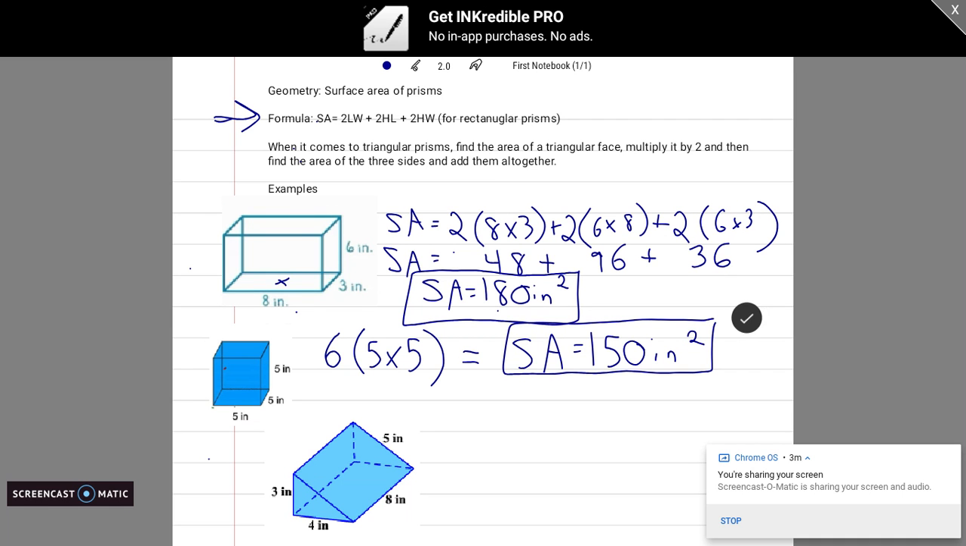And let's look at our last one. This is a problem that a lot of students do struggle with. This is actually a triangular prism. So yes, the base is a rectangle, but because it has those triangles, it sets it a little bit apart from cubes and rectangular prisms.